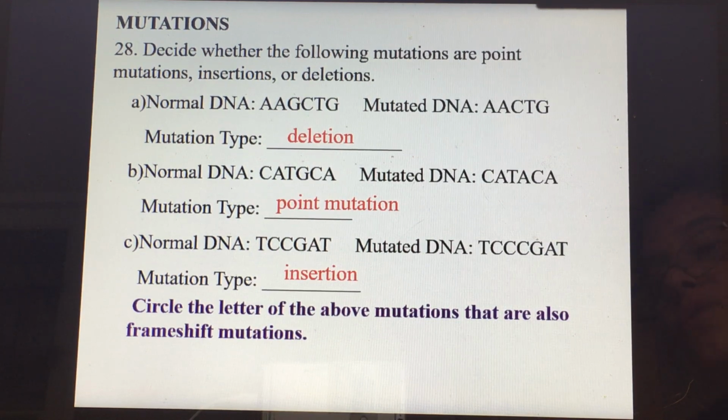So now it's asking you to circle the letter of the above mutations that would also be frameshift mutations. So if you have any extra base or missing base, that is going to cause a frameshift mutation. So both the insertion and deletion cause a change in the reading frame when the mRNA is being translated.